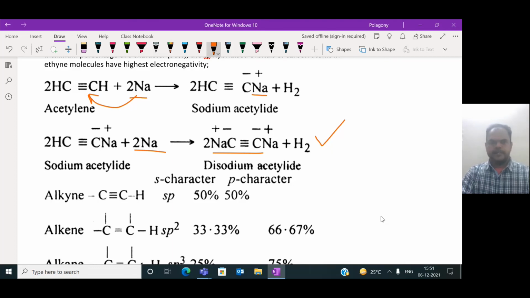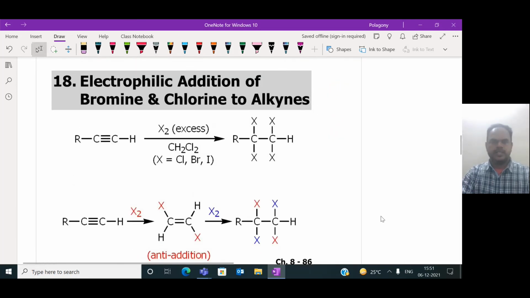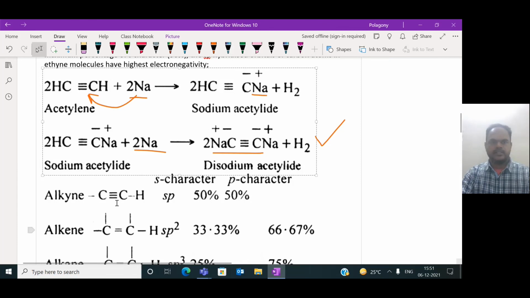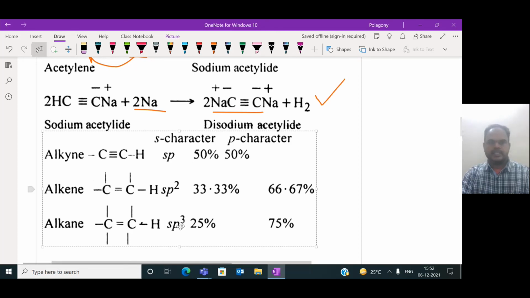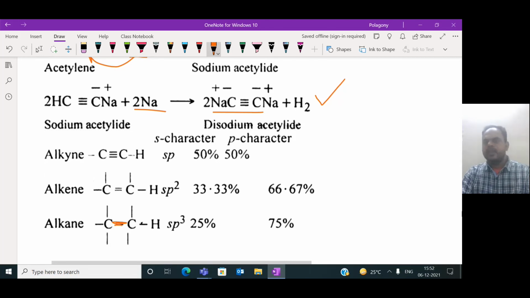So here if you observe, alkynes have a triple covalent bond, alkenes a double covalent bond, and alkanes a single covalent bond. In alkynes the carbon is sp hybridized. In this the s character is 50 percent, alkenes have 33 percent s character, and in alkanes the s character is 25 percent. The p character is more in the case of alkanes.